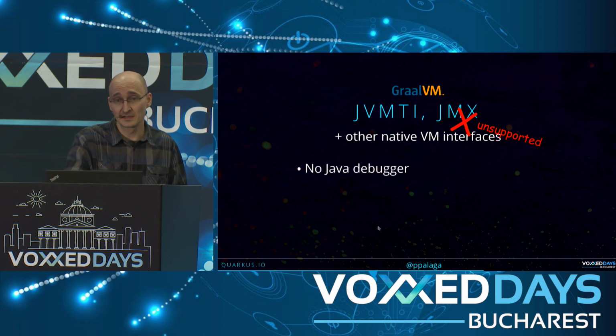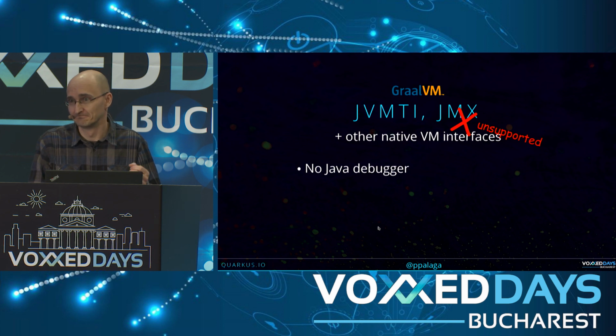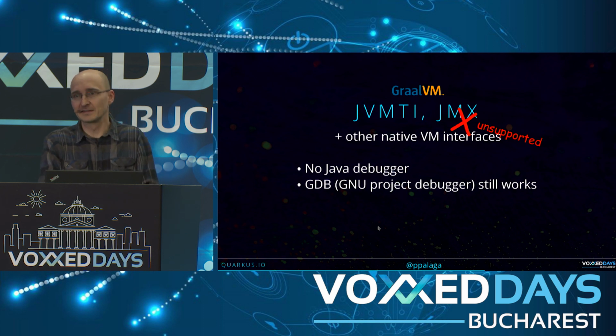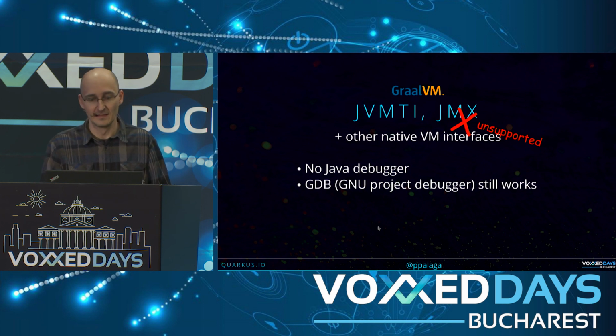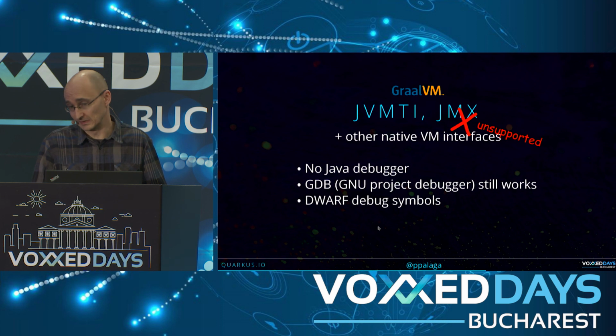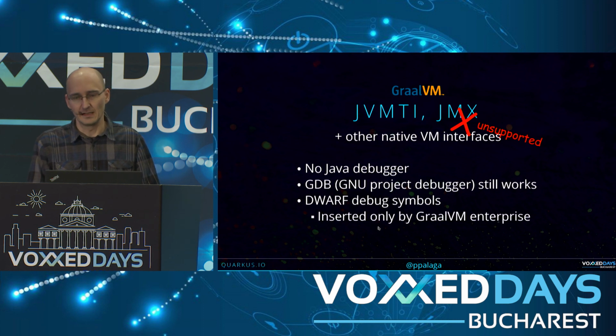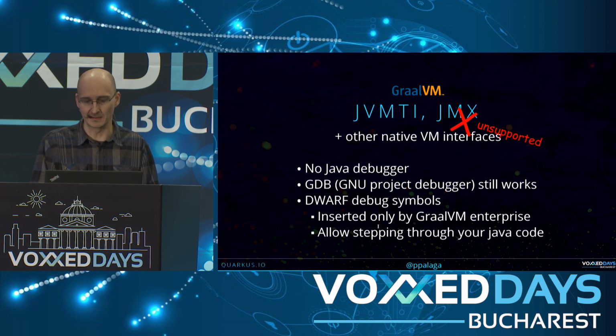Second, there's no Java debugger. Sad, but true. But it's a native executable, and the GNU project debugger still works. It's not easy to work with, but still possible if you really need it, but not to step through the native instructions. If you want to step through Java source code, you need GraalVM Enterprise. That is a paid version of GraalVM, but for your convenience, it's still there.